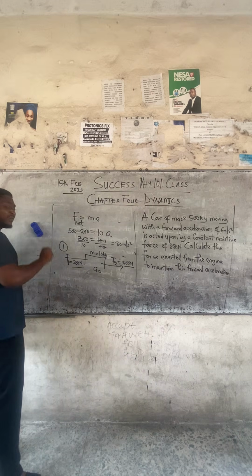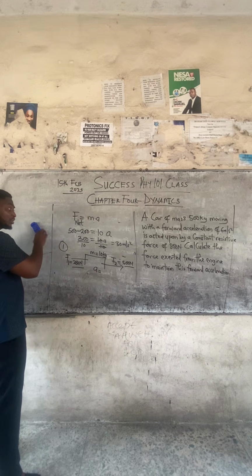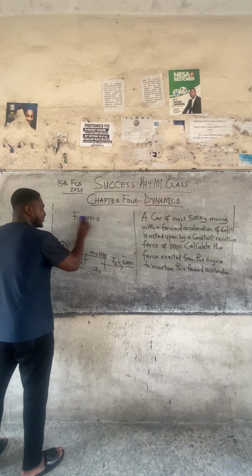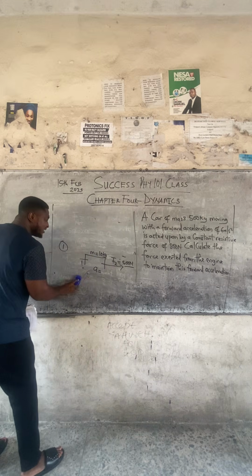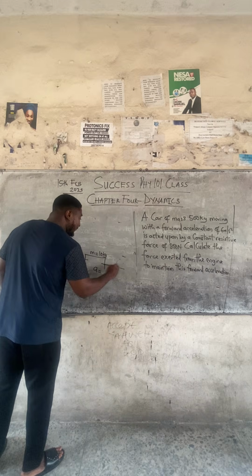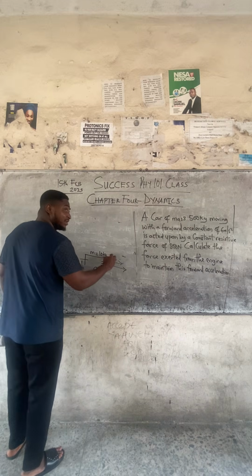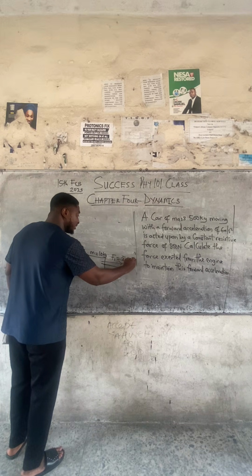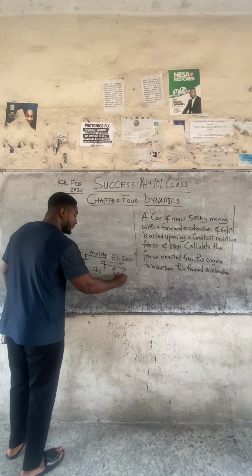Class, another question could be given where the two forces are acting in the same direction. You will not subtract. Those forces are said to be complementary. When the two forces are complementary, class, instead of subtracting, you add them. Two forces F1 and F2 acting in the same direction. F1 is, let's say, the same force, 200 Newton, and F2 is 500.